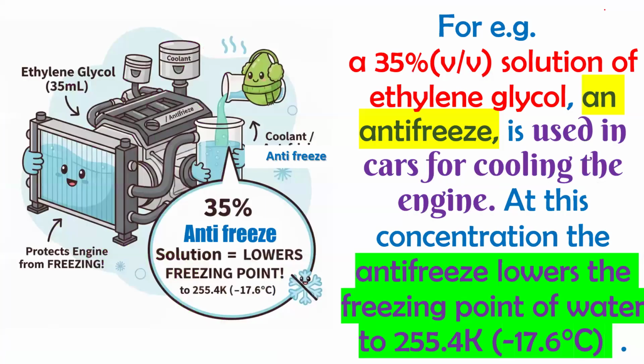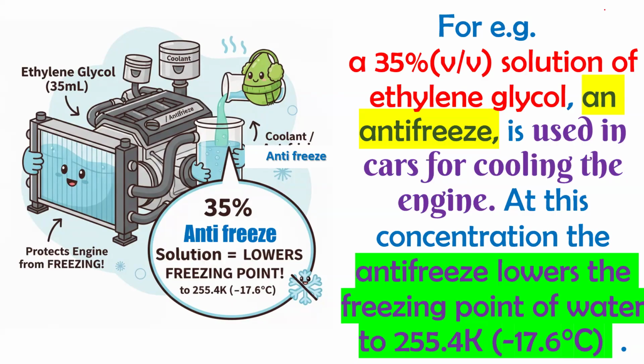For example, a 35% solution of ethylene glycol. What is ethylene glycol? It is an antifreeze. Antifreeze means what? It is used in cars for cooling the engine. So a 35% solution. At this concentration, the antifreeze lowers the freezing point of water to 255.4 K, that is minus 17.6 degrees Celsius.